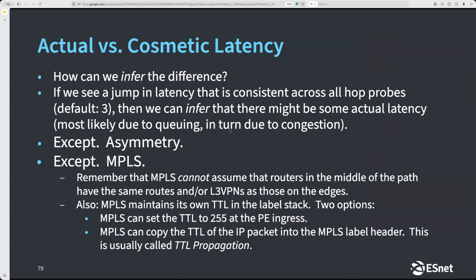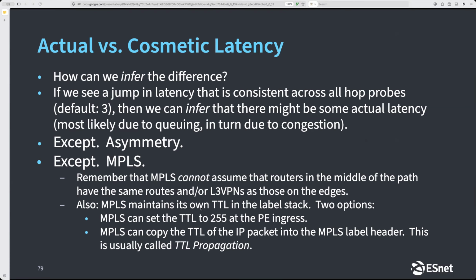Also, the other thing to think about with MPLS is that it maintains its own TTL in the label stack. Many routers by default, when they encapsulate a packet in the MPLS header, create a new TTL, which is usually 255, and they forward it on. What that means is it's going to hide all of the intermediate hops, because everything in between is going to decrement the TTL nicely, and that fake low TTL that your traceroute put in is going to get masked until it hits the end of the path.